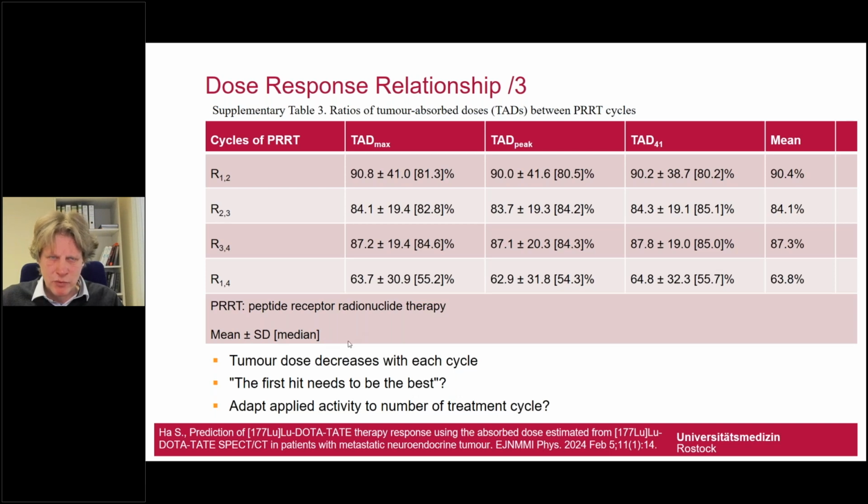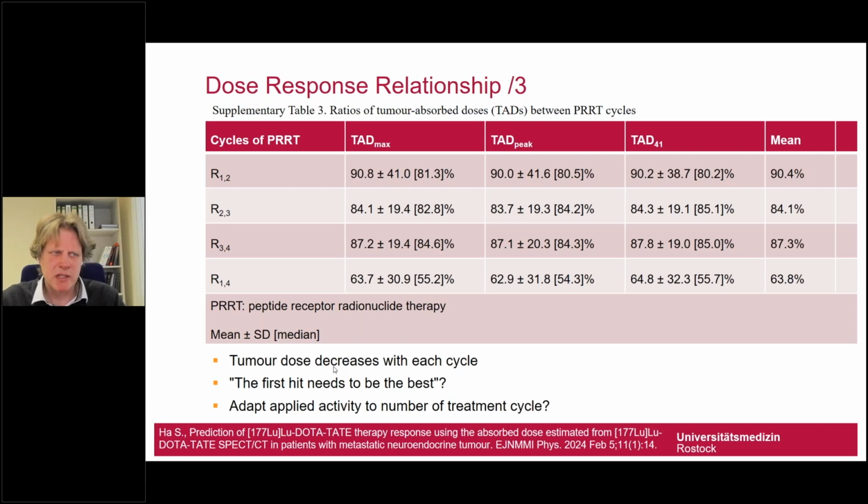This current work shows very nicely that the tumor doses decrease from cycle to cycle, and we see similar with the PSMA therapy. But what does this mean for our therapy optimization? We know a very old rule from the treatment of thyroid cancer that the first hit should be the best. Should we try to apply this also to new therapies, or should we vary the activities of several therapy cycles?